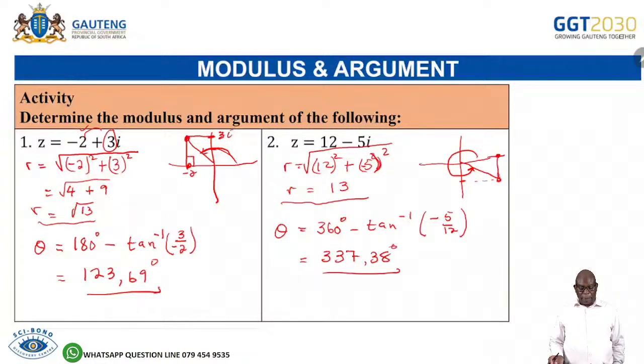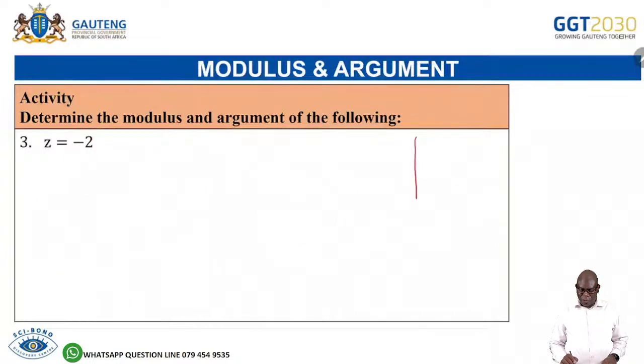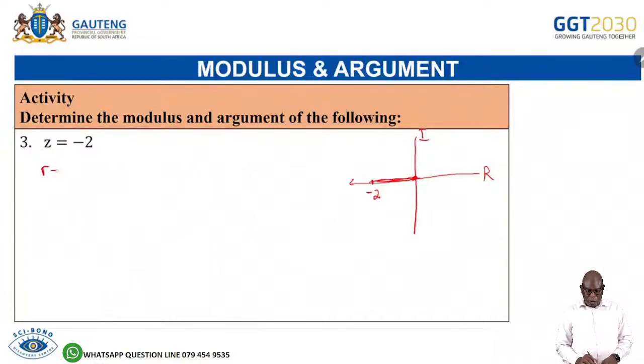Then we have the third one, which is Z equals -2. In this case, we do not have an imaginary part. So when we draw our sketch, we have the real and imaginary parts. My -2 will be there, but my imaginary part is at 0, so this is what we're going to have. Now my R, remember, is like this because we don't have that I. So I'm going to say the square root of -2 squared plus 0 squared. Then I'll have the square root of 4, and the square root of 4 is 2.